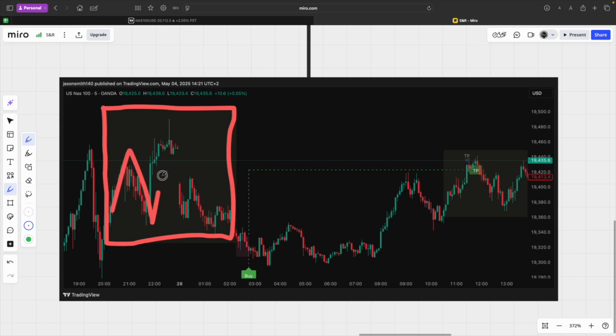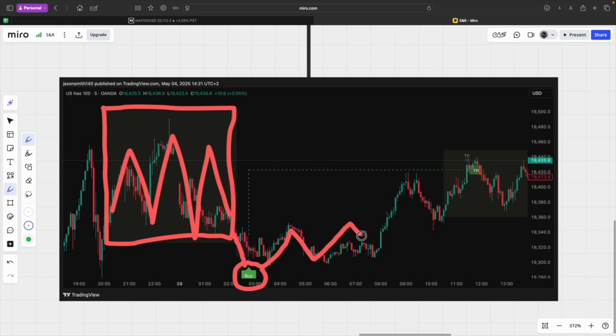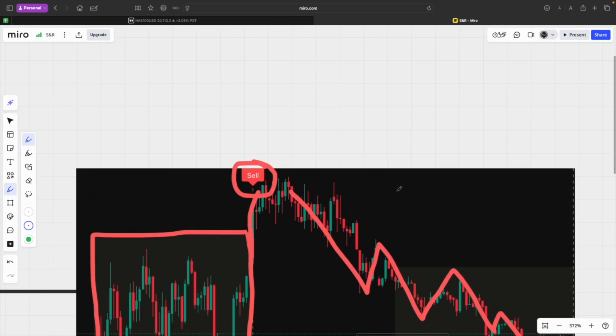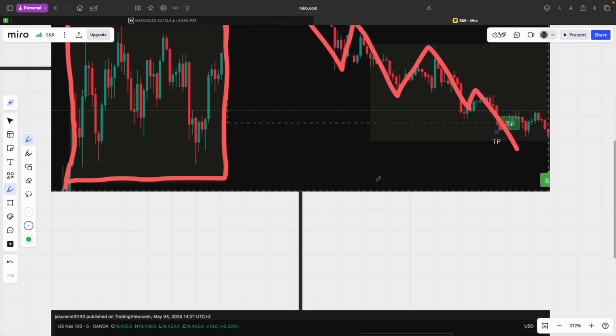As you can see here, price moved sideways. It had our manipulation phase right over here, and the indicator told us to buy. And then we had our distribution phase right over here. And what's nice, this indicator actually gives you your TP and it gives you your stop loss as well.